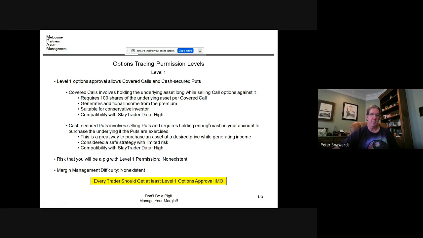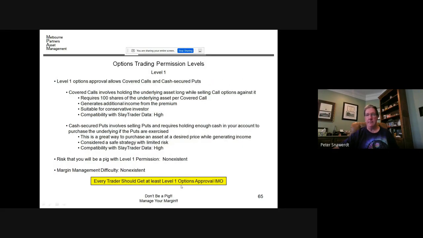If you're first starting out with options, this isn't a bad way to trade them. Get used to it. Think about what price I would want to own an asset at. Make sure I've got the cash there to go own the asset at that price. Sell the put. See what happens. I guess the only way you could be a pig with this is if you started speculating and you didn't actually hold the cash. But under level 1, that wouldn't be allowed.